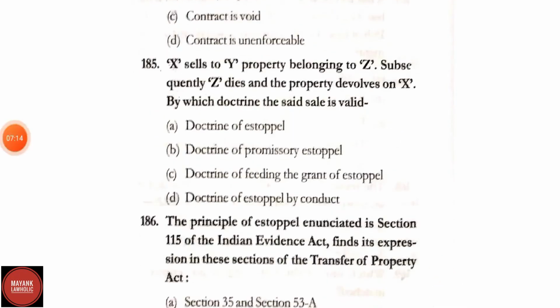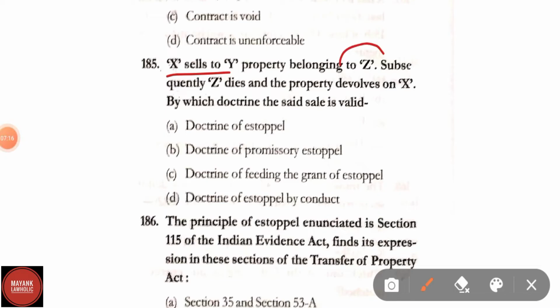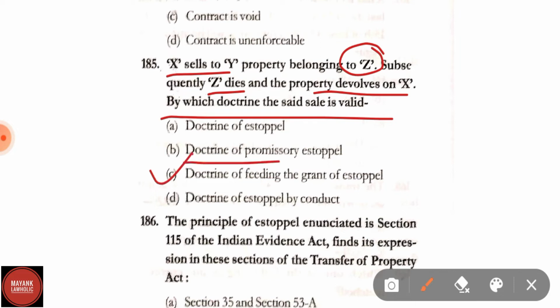Question number 185. X sells to Y property belonging to Z. Subsequently Z dies and the property devolves on X. By which doctrine is the said sale valid? Options are doctrine of estoppel, doctrine of promissory estoppel, doctrine of feeding the grant by estoppel, doctrine of estoppel by conduct. The correct answer is option C, that is doctrine of feeding the grant by estoppel.